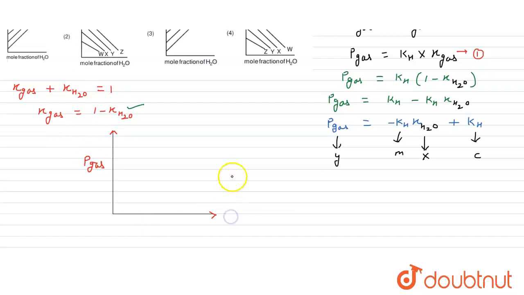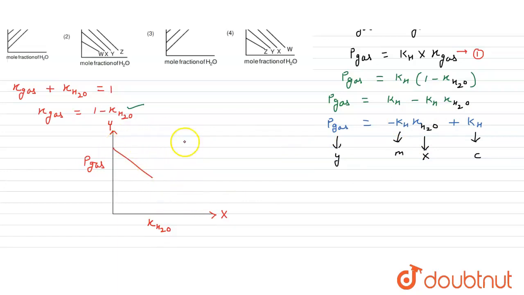So let's say this is our x-axis, and this is our y-axis. On this axis we have the mole fraction of the water. And from this equation, we know that our slope is negative.